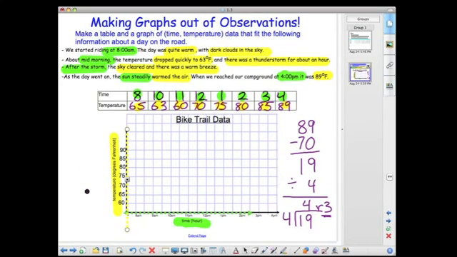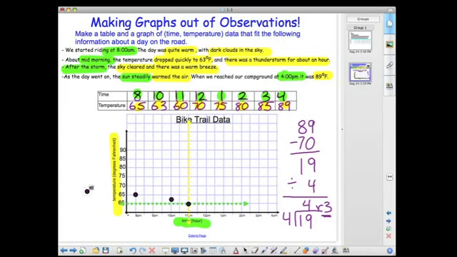And the first point that I'm plotting is at 8 a.m. and it's at 65 degrees Fahrenheit. So I'm going to plot that point. The second point that I'm plotting is at 10 a.m. and it's at 63 degrees Fahrenheit. My third coordinate pair is at 11 o'clock and at 60 degrees Fahrenheit.